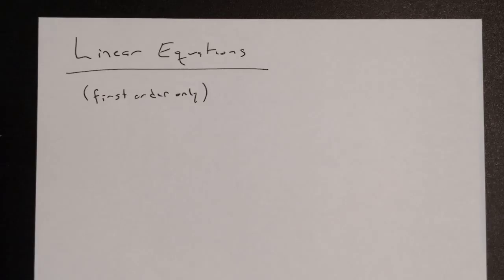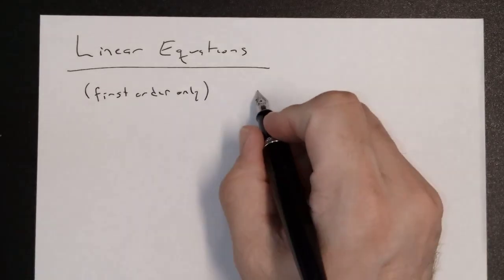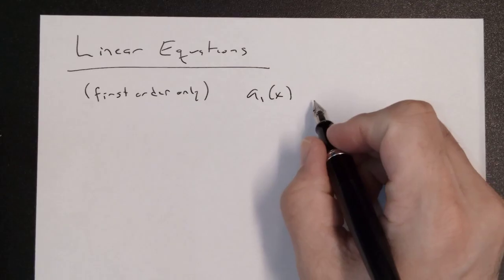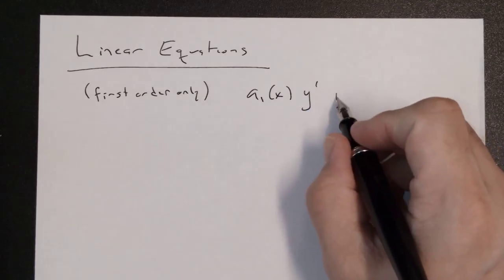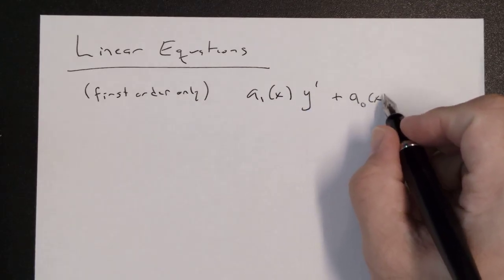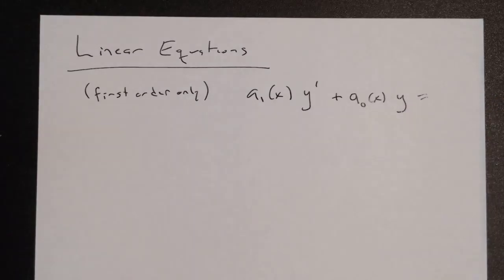A differential equation is linear if the function f is linear in which variables? Oh, hang on a second. This is only first order, so that's really all that matters. It's linear in the variables y and y prime, not necessarily in x or t, whatever our independent variable is. So that means it's going to look like some function of x times y prime plus some other function of x times y equals something else that's only an x.